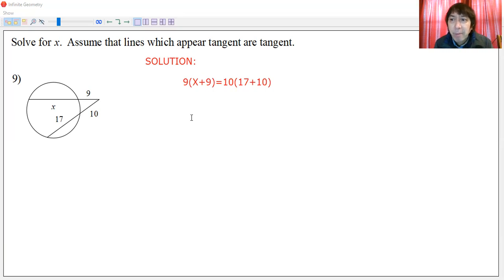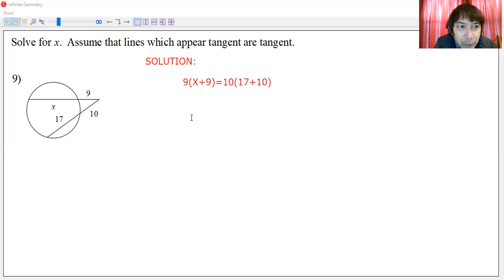Remember the theorem. If two secants intersect at the exterior, then the length of one secant multiplied by its external segment is equal to the product of the length of the other secant multiplied by its corresponding external segment. And this is it. 9 plus x is the entire length times the 9 is equal to the product of the other secant, 17 plus 10, times the 10, the external part of that secant. So here's our working equation.